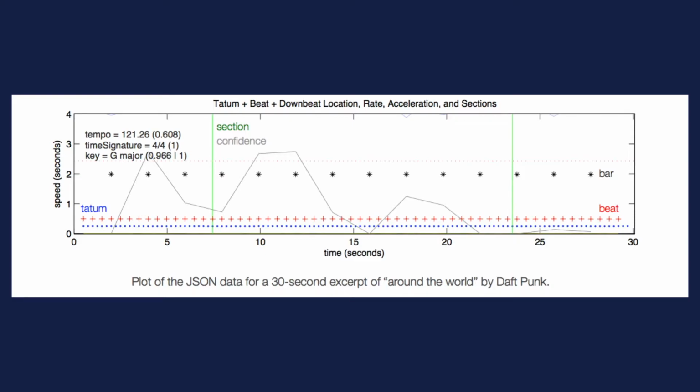And so here, on this graph, you can see we have beats in red, so those are our plus signs. We have bars as these stars up here. So we see there's generally a star every 4 beats. As we said, we're in a 4/4 time signature, so that corresponds appropriately. And now we have this word tatum. Does anyone know what a tatum is?